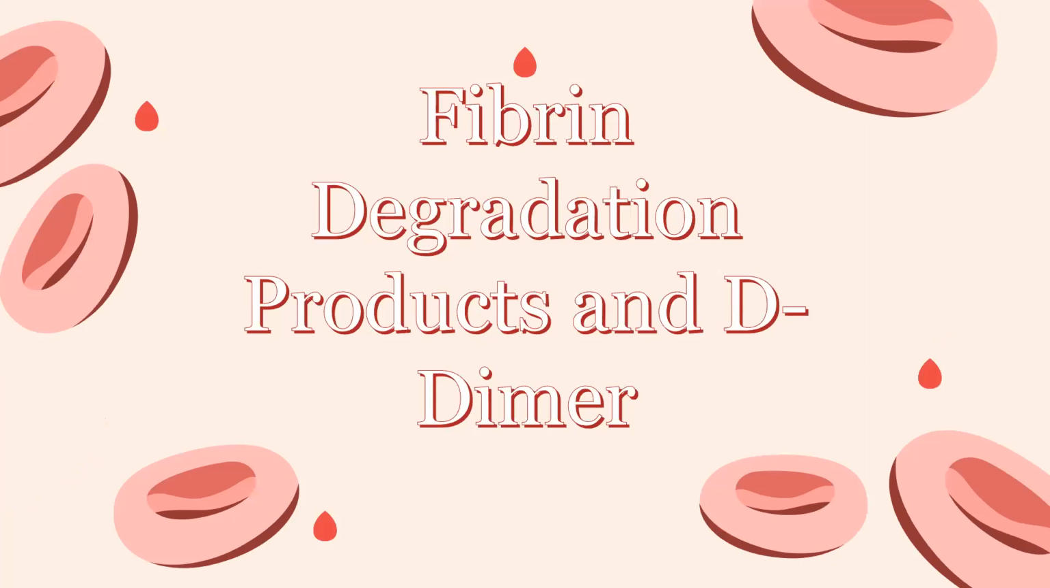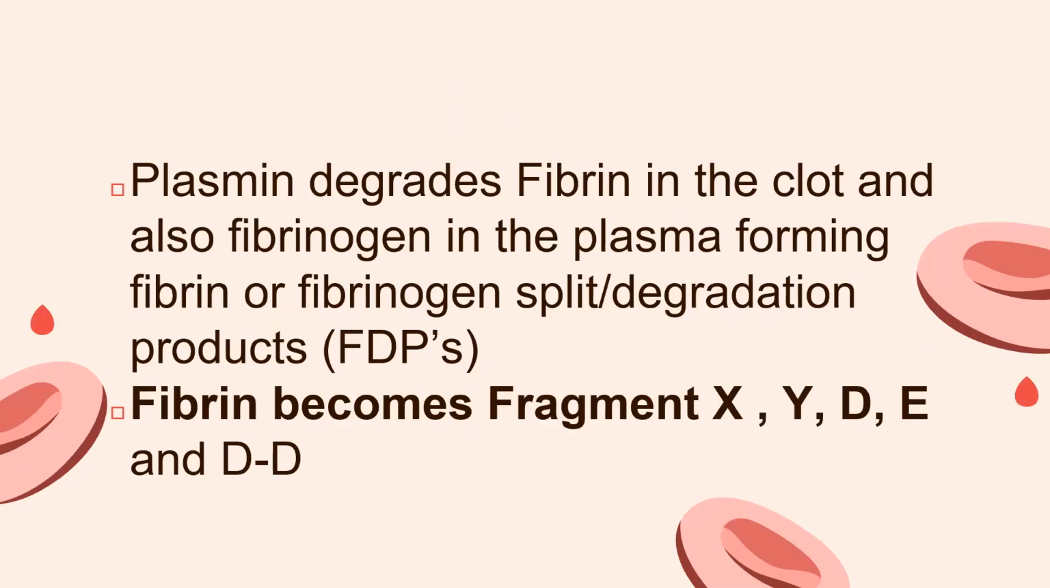So, we keep on saying na ang goal ng fibrinolysis is to degrade the fibrin clot. So, what are the fibrin degradation products? So, anong nangyayari sa fibrin? Okay, once nangyari to. Okay? So plasmin degrades fibrin in the clot and also fibrinogen in the plasma, forming fibrin or fibrinogen split degradation products or FDPs. Okay? So we have different types ng fibrin fragments. We have X, Y, D, E, and DD, or the D dimer.